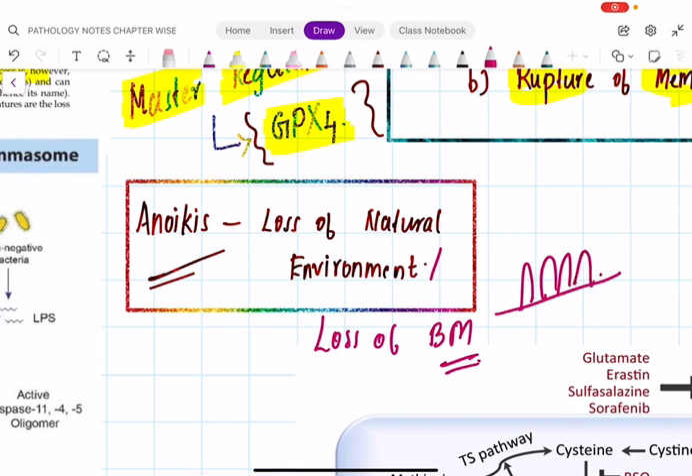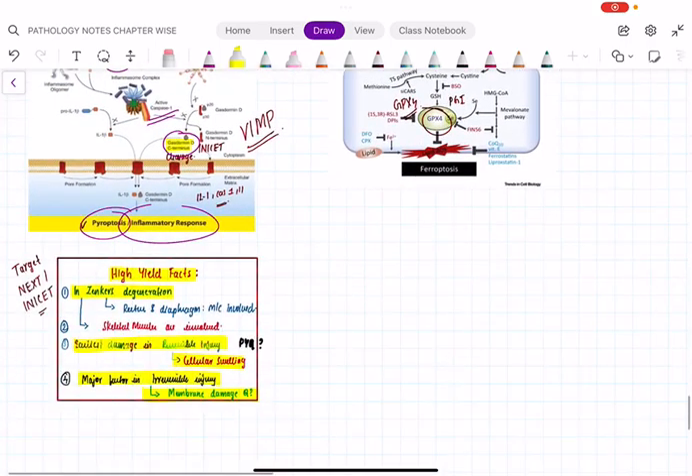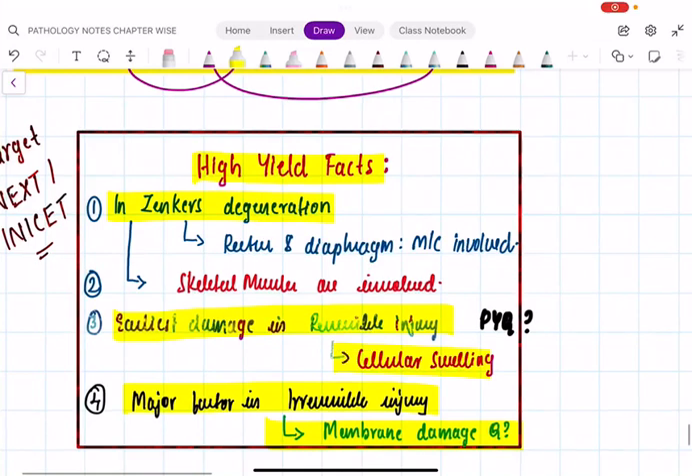The loss of basement membrane is also sometimes called anoikis, but a better answer is loss of natural environment, we call it anoikis. When somebody tells you the name anoikis, you should not say, oh, I don't know. Anoikis is a type of cell injury, which finally is because of the loss of natural environment. Let us see some of the high yield facts.